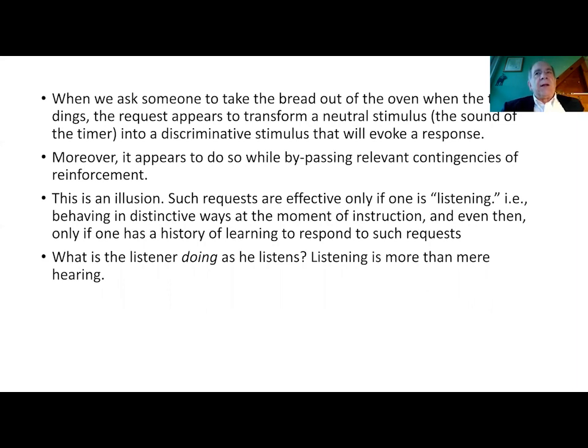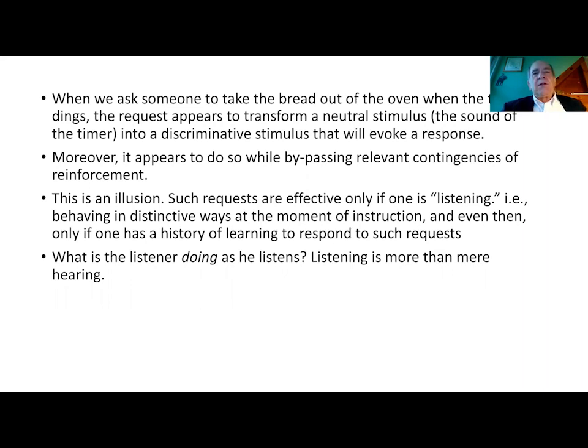When we ask someone to take the bread out of the oven when the timer dings, the request appears to transform a neutral stimulus, the sound of the timer, into a discriminative stimulus that will evoke a response. And it seems to do so without any relevant contingencies of reinforcement. Now, this is an illusion. Something is going on when someone gives you a rule, like take the bread out of the oven when the timer dings. That's effective only if you're actively listening. That is, if you're behaving in some distinctive way at the moment of instruction. And even then, it only works if you have a history of learning to respond to similar requests.